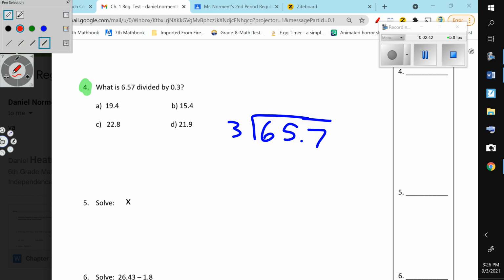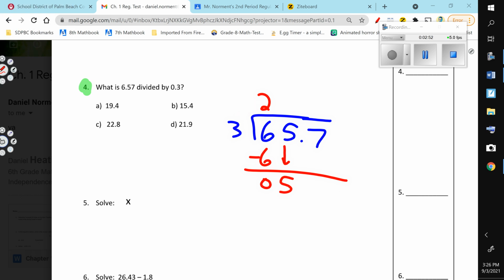So 3 goes into 6 2 times. You're going to multiply 3 and 2 to get 6, and then you subtract. Then bring the 5 down. 3 goes into 5 1 time. Multiply and then subtract. Bring this down. And see if you can finish this on your own, and don't forget that decimal. It should be obvious what the answer is.